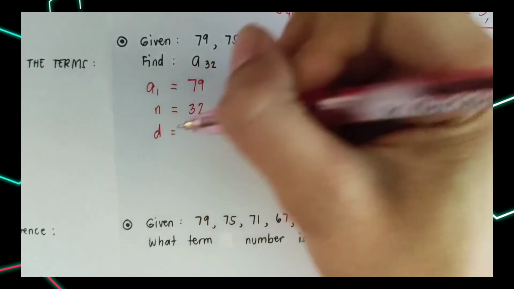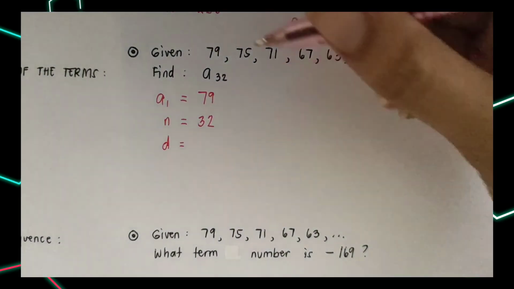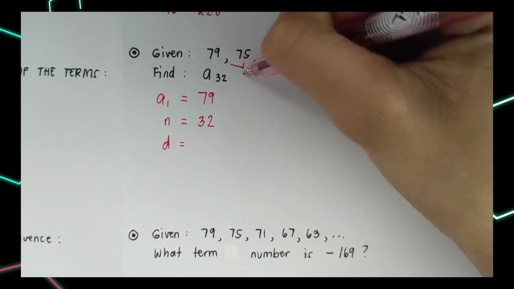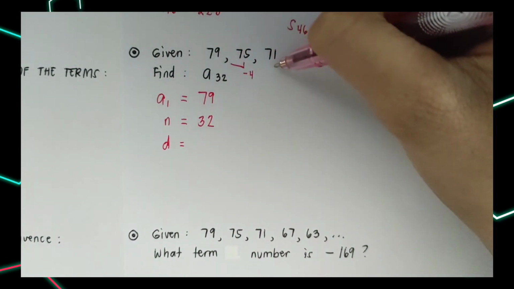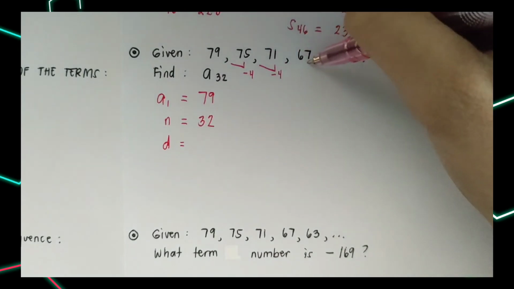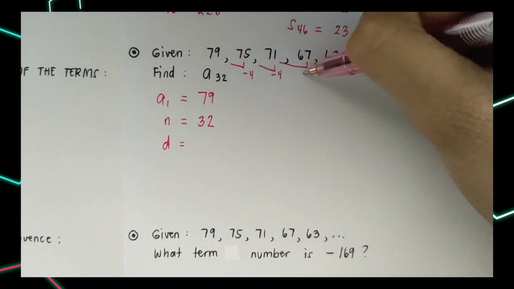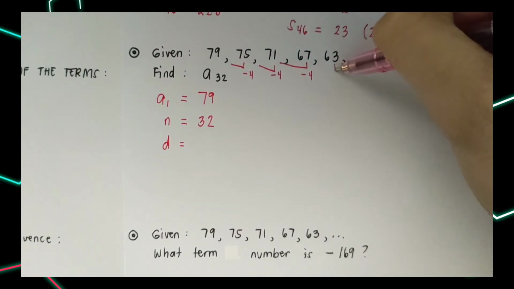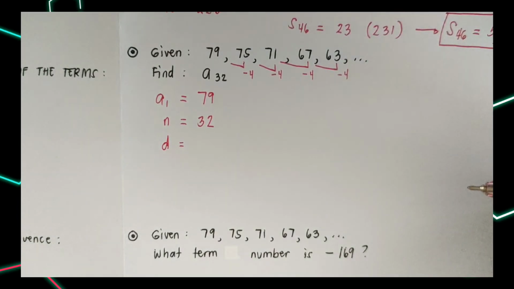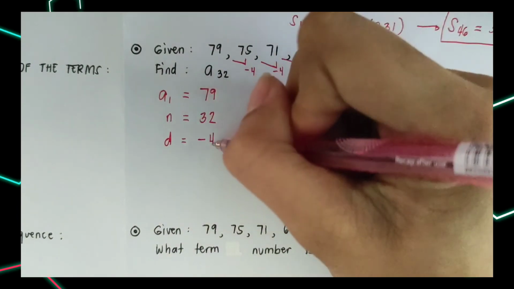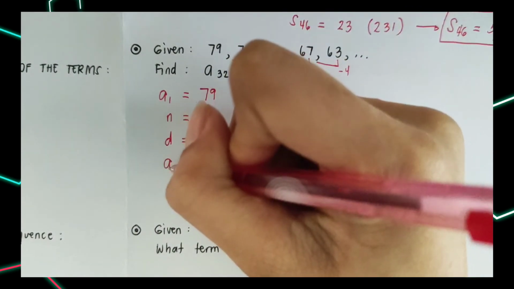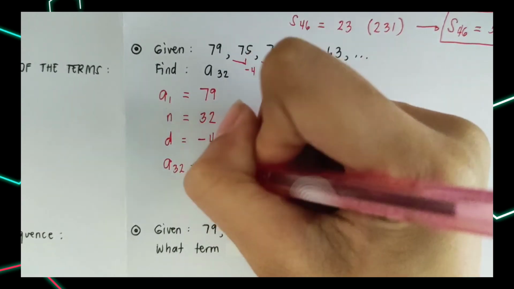The common difference is, so we will subtract. 75 minus 79 is negative 4. 71 minus 75, this is negative 4. 67 minus 71 is negative 4. 63 minus 67 is negative 4. Meaning to say the common difference is negative 4. And we are looking for the 32nd position.